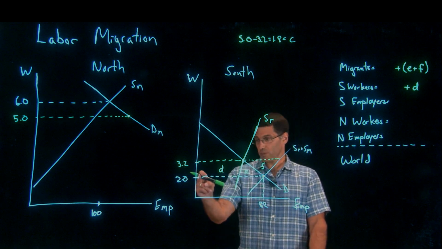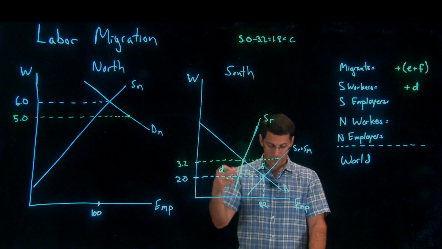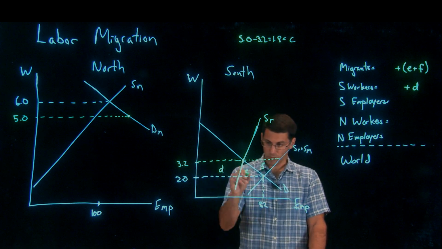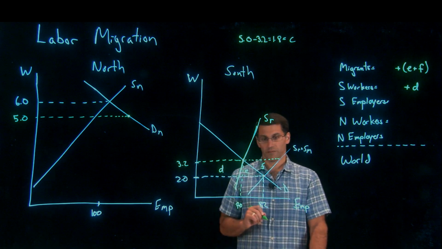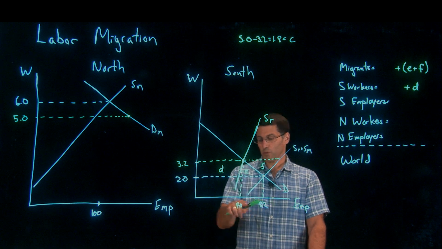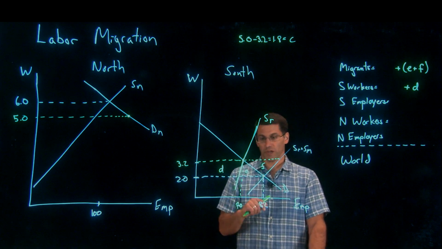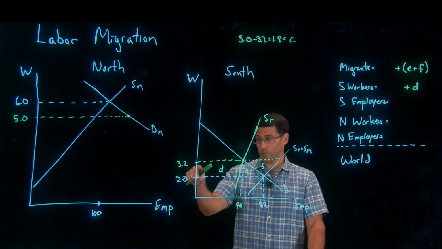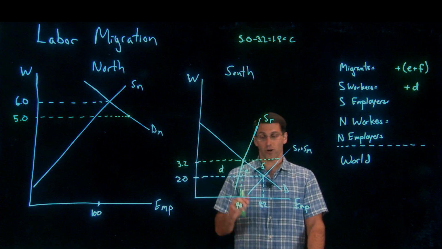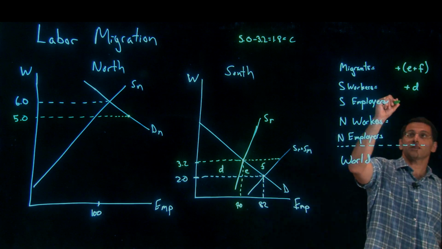When the wage goes up from 2 to 3.2, employment drops from 82 to 70. Okay? So they're going to employ 12 million fewer hours of labor, and they're going to have to pay more for the 70 million hours of labor that they still employ. They're going to have to pay $1.20 an hour more, so their surplus drops by D and E.